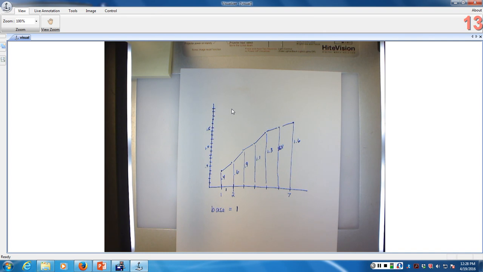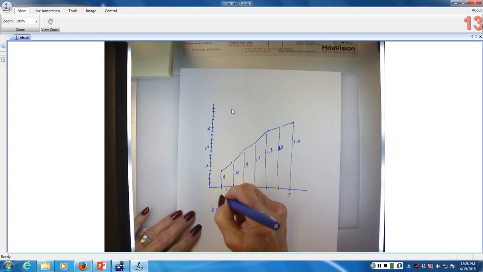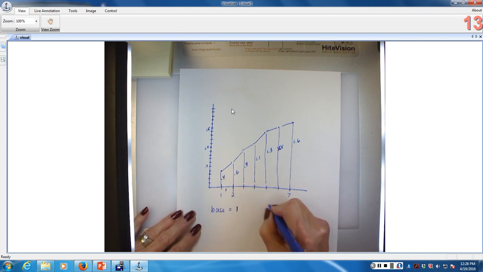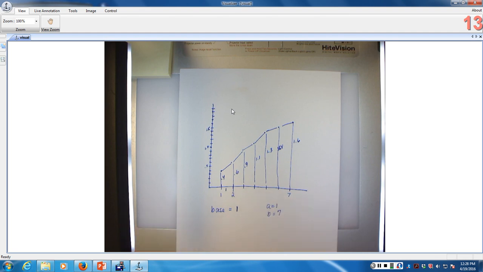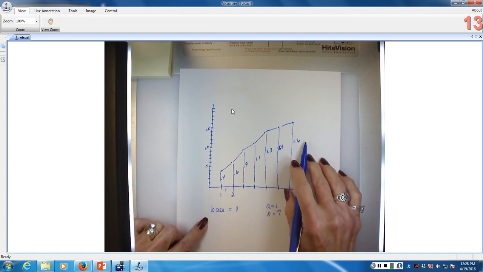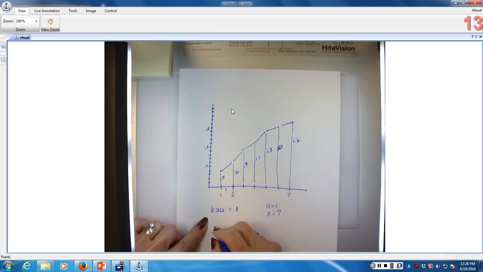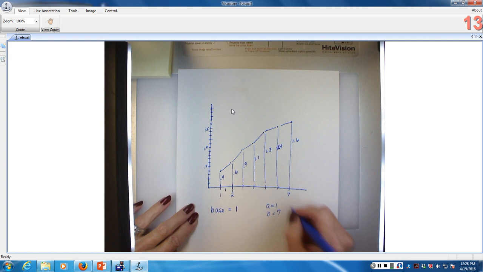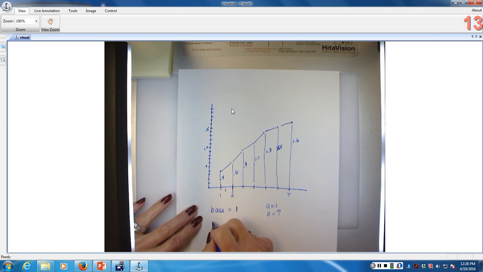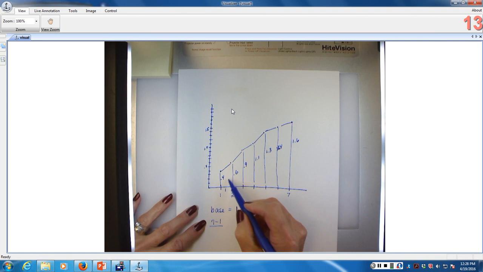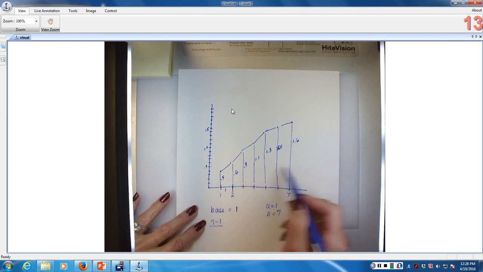So B minus A, well, A is 1, B is 7, times the function at these various values, and that's over 3n, so 7 minus 1 over 3. N is the number of trapezoids, 1, 2, 3, 4, 5, 6. Yes, we're doing Simpson's rule.